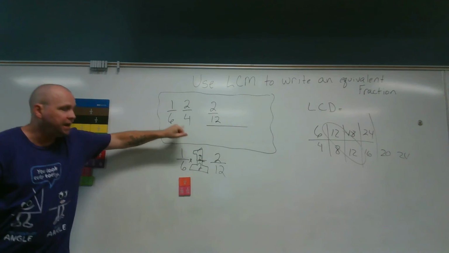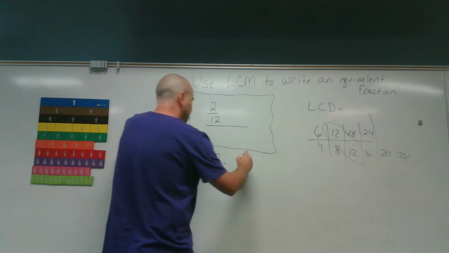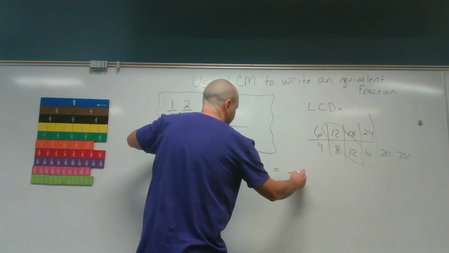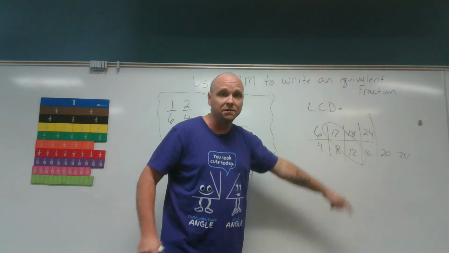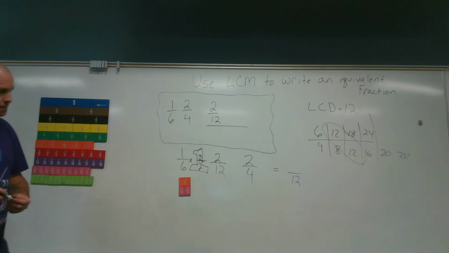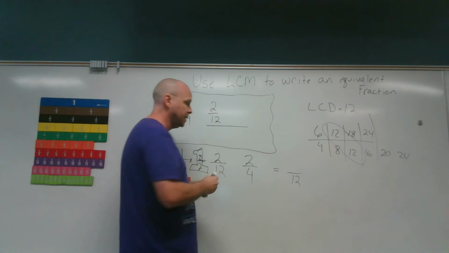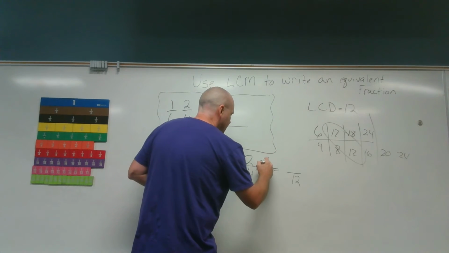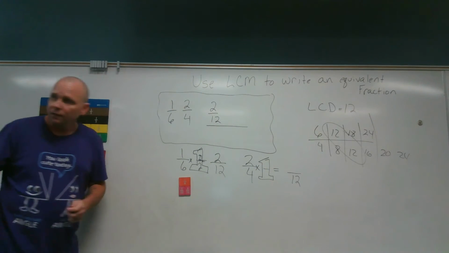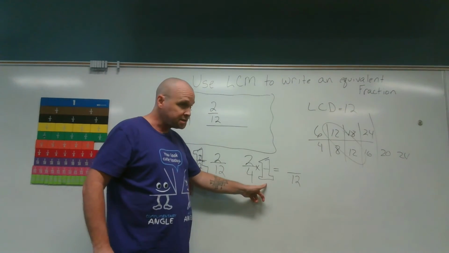I need to change the other fraction so that it is something over 12. So I take 2/4 and I need it to equal something over 12 because that is my least common denominator. My least common denominator is 12. So I need to figure out what I multiply, and it has to be a fraction that equals 1, which means it has to have the same numerator as denominator. And I have to figure out 4 times what equals 12?